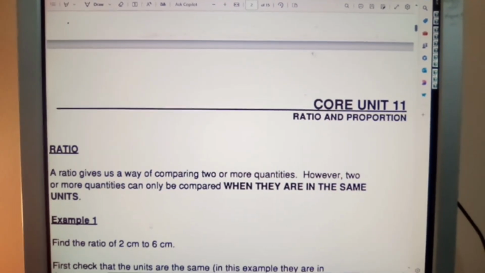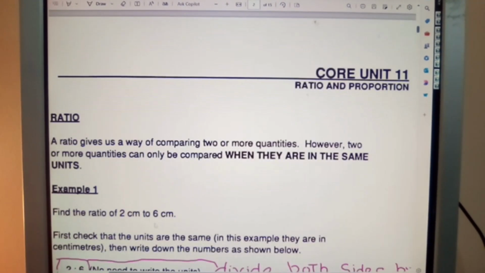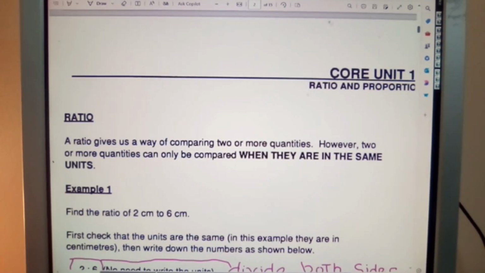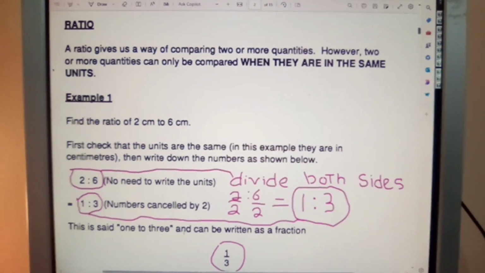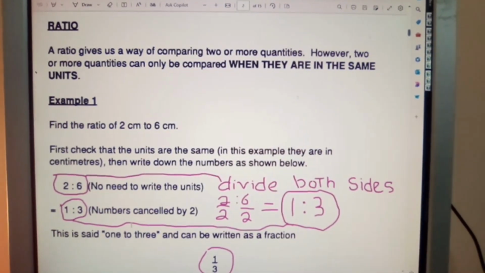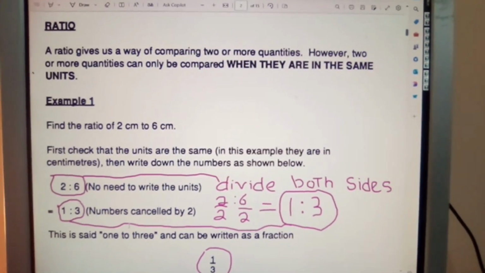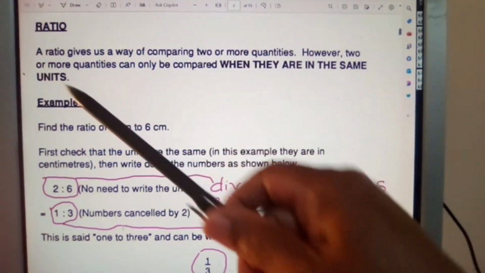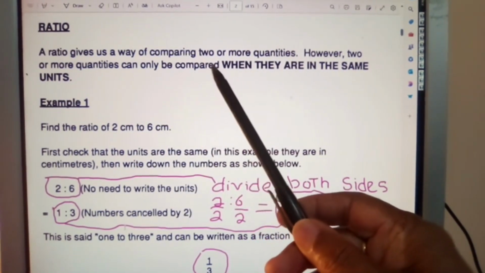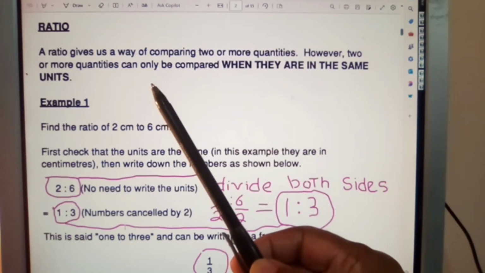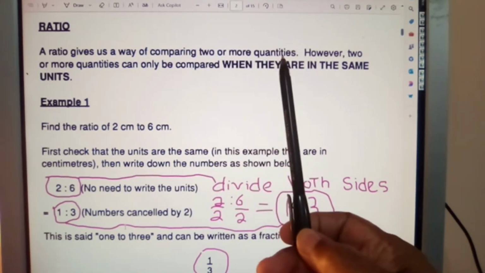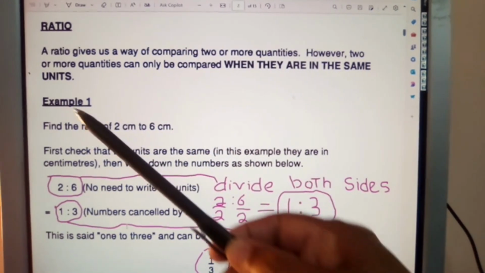Right, let's have a look at where we are. Now ratio. A ratio gives us a way of comparing two or more quantities. However, two or more quantities can only be compared when they are in the same units.